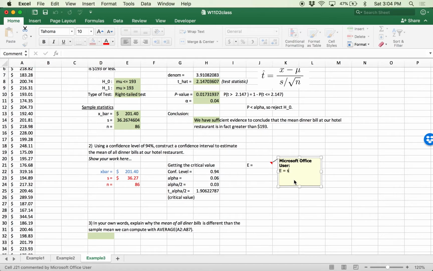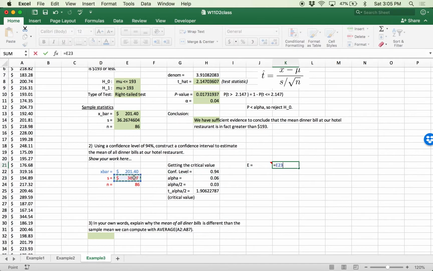Our margin of error formula looks like t critical, t alpha over 2, times sample standard deviation over the square root of n. Again, these formulas are on the front of the exam, so you should just make sure that you know how to use and understand the symbols that are inside of the formulas.